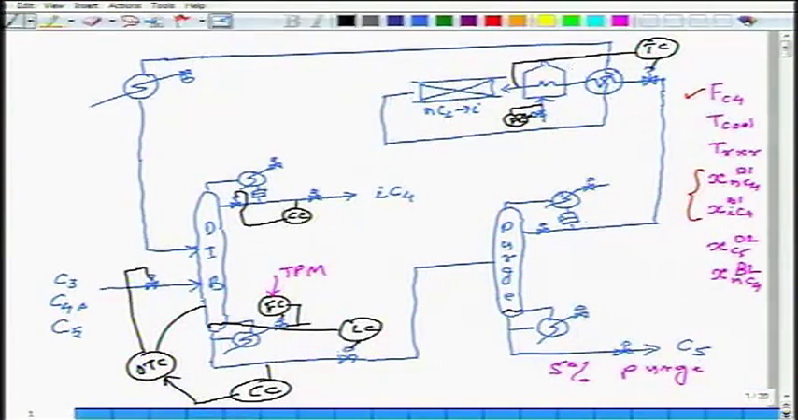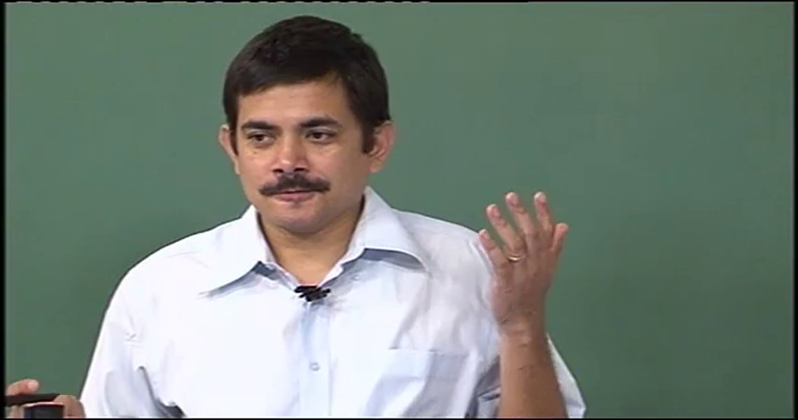Once I'm having to do it this way, then basically temperature control has to be this way. Level control has to be this way. Yes or no?